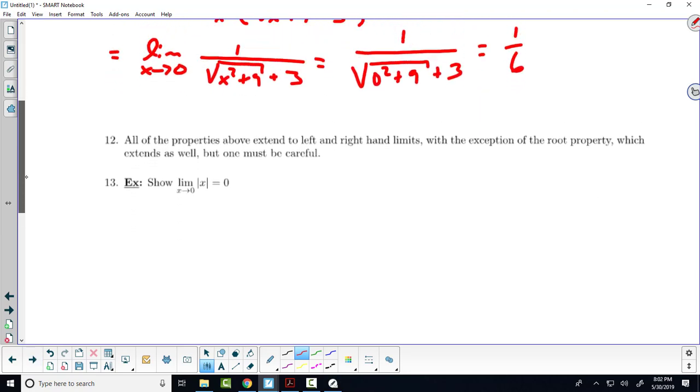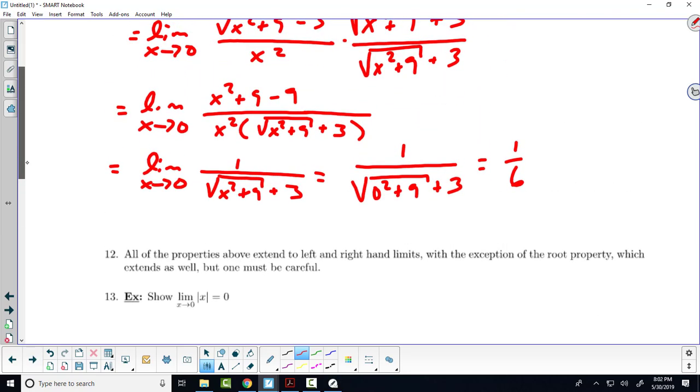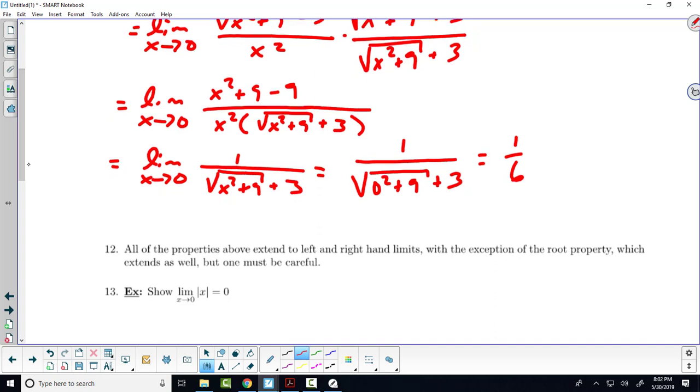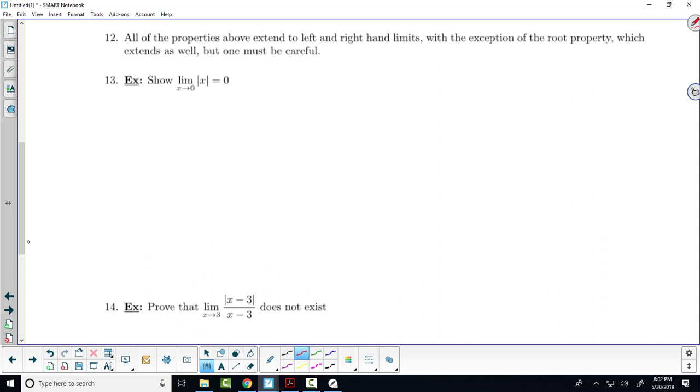All right, all of the above properties, that's kind of what you'll watch in the video, extend to left and right hand limits. So specifically the direct substitution properties apply to left and right hand limits, and all of the properties that you'll watch in the video. Okay? So I now want to find the limit as x approaches 0 of the absolute value of x.